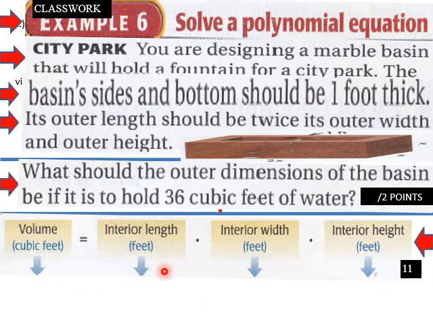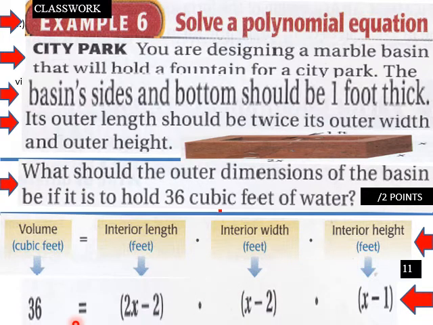Volume equals interior length times interior width times interior height. So we know it's got to be 36. And then our interior length here will be 2x minus 2. So basin side, outer length should be twice its outer width. And then our width will be x minus 2. So this is 2x will be its length, and then x will be its width. And then its height will be x minus 1 as well. So your length is twice its width and twice its height.